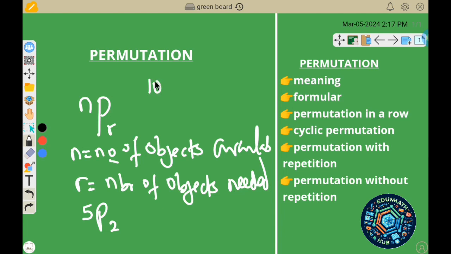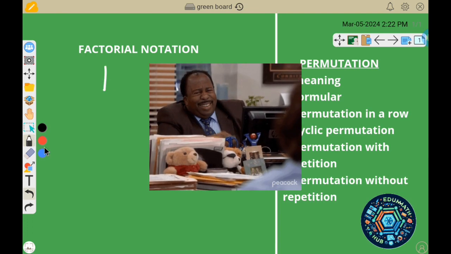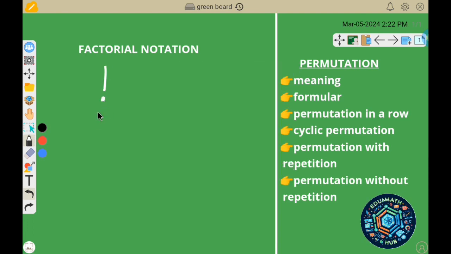Then if you have 10P3, that means you have 10 objects available and you're trying to arrange them in threes, you're picking them 3 at a time. That is 10P3. So to better understand permutation, you need to know what is called the factorial notation. And this is the factorial notation. This is the symbol of factorial notation.